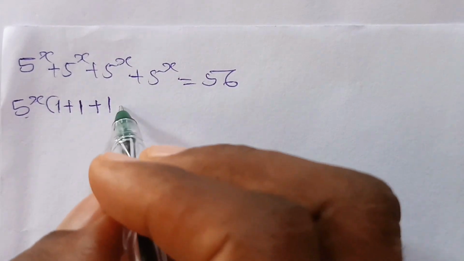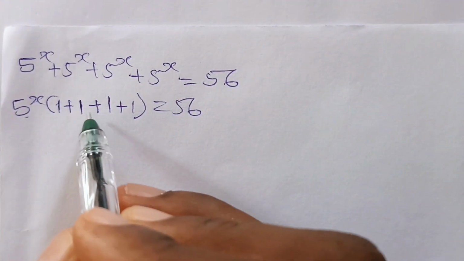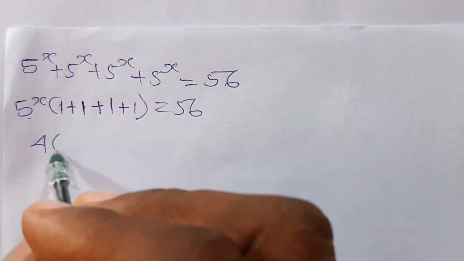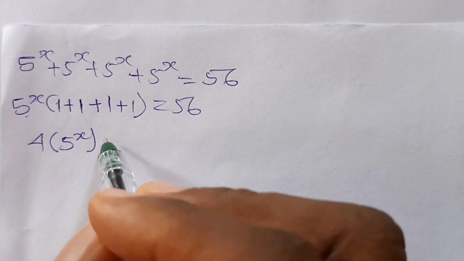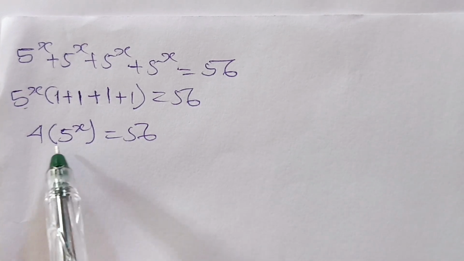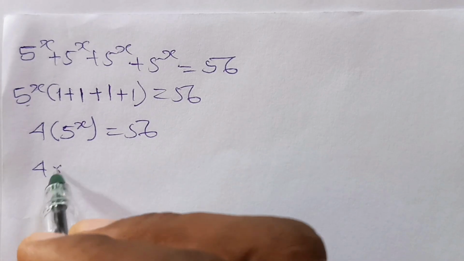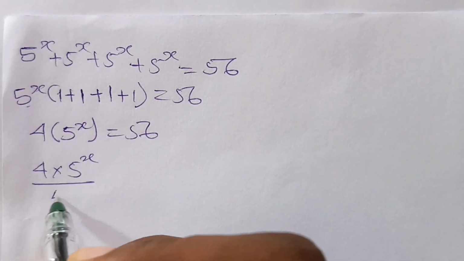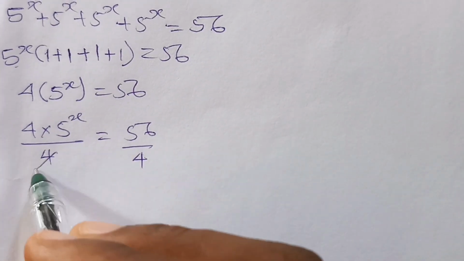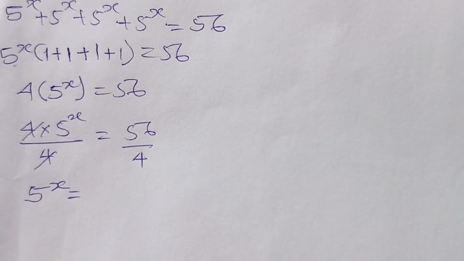Same thing here, same thing here, right? Is equal to 56. So we have 1 plus 1 plus 1 plus 1, which should be 4. So what we have is 4 brackets 5 to the power of x is equal to 56. Now we can divide both sides by 4, right? So we have 4 multiplied by 5 to the power of x divided by 4 is equal to 56 divided by 4.